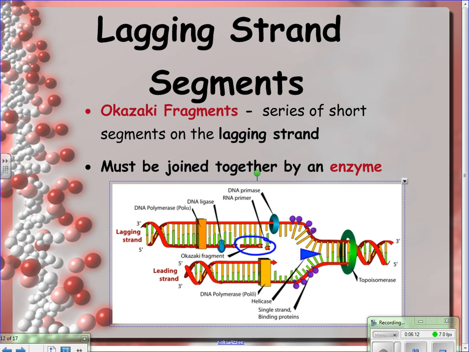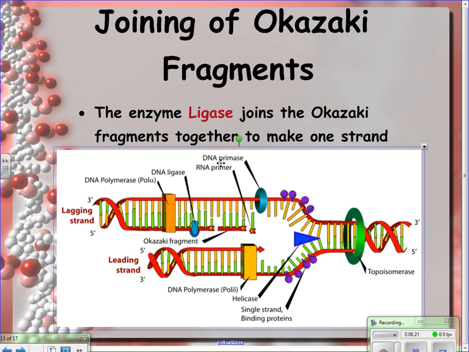And Okazaki fragments must be joined by an enzyme at the end of replication. And that enzyme is ligase. So DNA ligase will join those Okazaki fragments to make one complete strand.